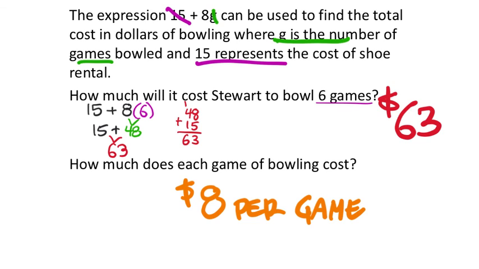Now another way you could have recognized that is because it was the number of games times whatever number that is. That will be your rate for each game, or how much it would cost for each game. That's another way to tell.